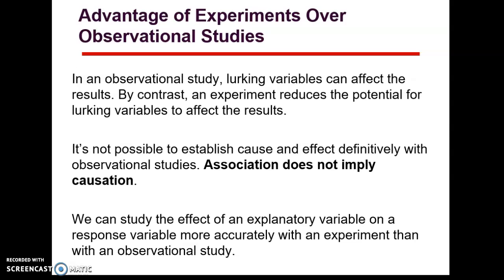So in an observational study, lurking variables can affect the results. They can always affect it, but when you have an experiment, you can look for the potential of having them and try to make sure you don't. When an observational study is going on, it's already happened, you're just observing what's going on.